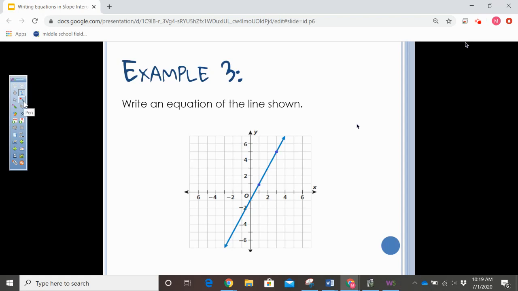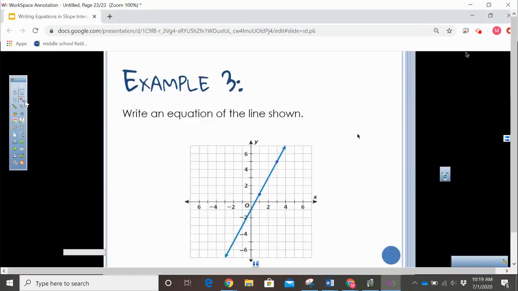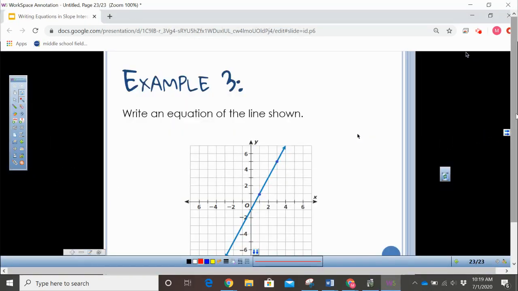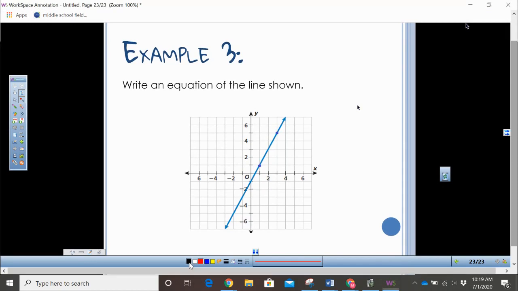So whenever given a graph, the first thing I like to do is identify the y-intercept. The y-intercept is where the graph line crosses the y-axis. An easy way to find this is to go to the top of the graph where it has the y label and go down the axes until you hit your graph line. I'm going to hit my line here. So that means my y-intercept is going to equal -1.